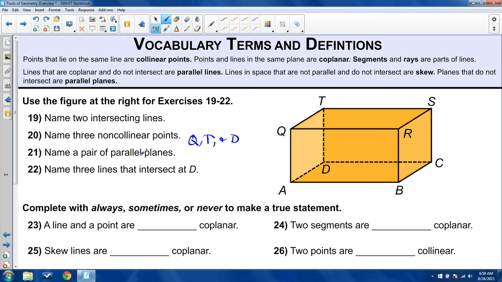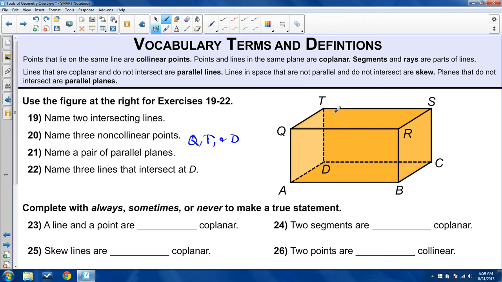Name a pair of parallel planes, so planes that do not intersect each other. If you think of this as a room, right, with 4 walls, a ceiling, and floor, and you're looking inside of it, then think about which planes never intersect. Now remember, planes go on forever, so this plane, QABR, goes forever up, down, right, and left, and it's closer to you than plane TDCS. But planes QABR and TDCS are parallel.